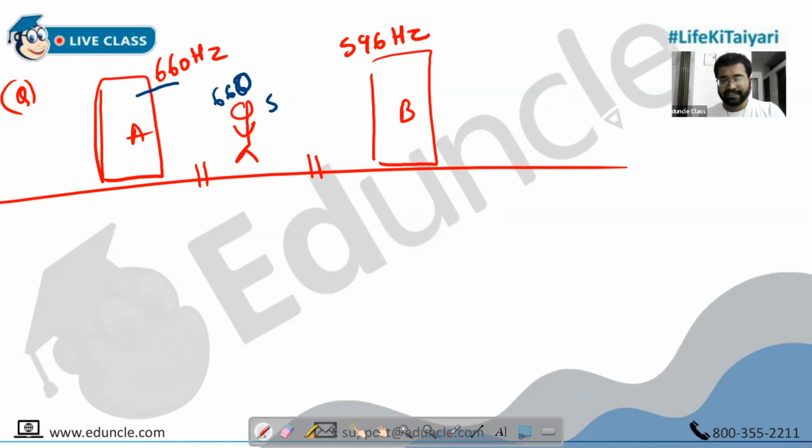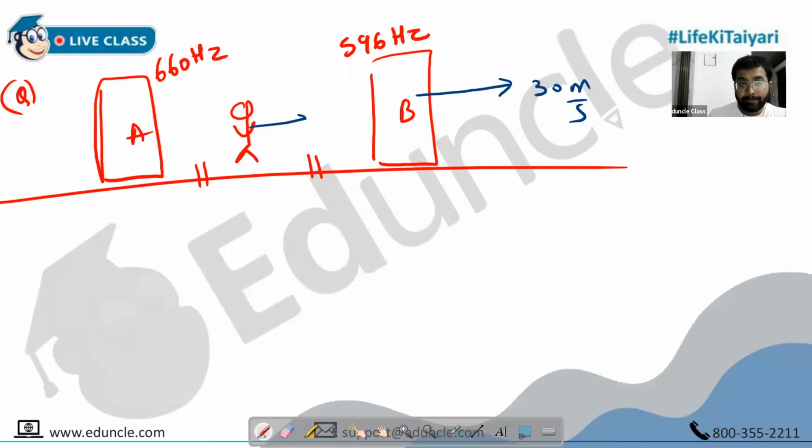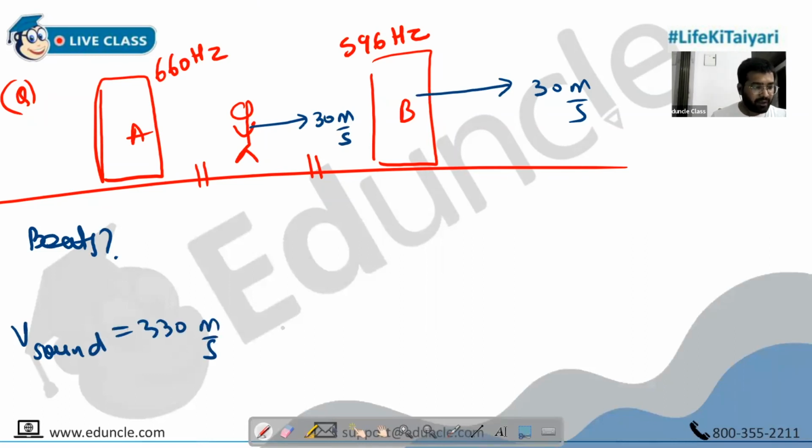But now we have an additional case. The source B and the man start moving away from the source A with a speed of 30 meters per second. So B is moving with a speed of 30, and the man is also moving with a speed of 30. Now we have to find the value of beats. They have given us the velocity of sound as 330 meters per second. Options are 2, 3, 4, 5.